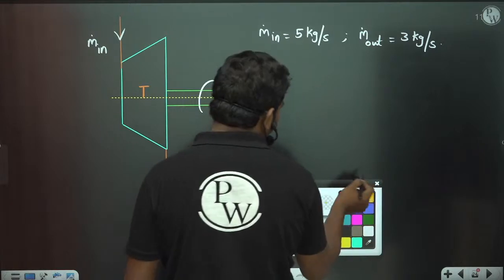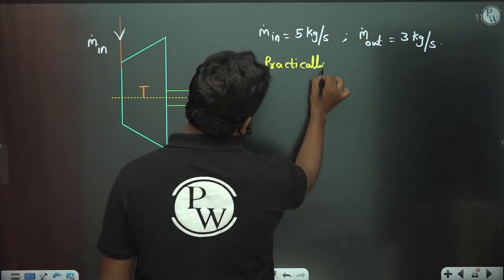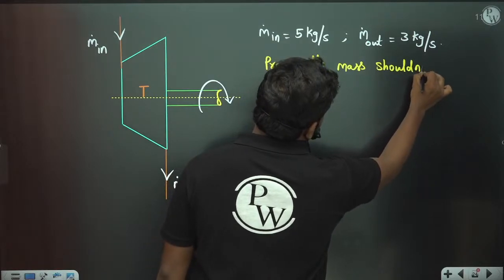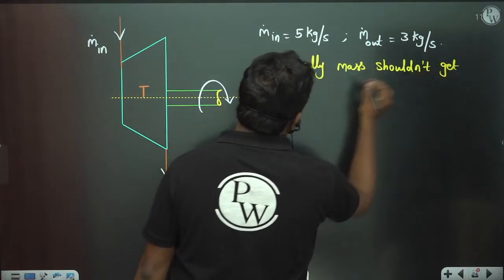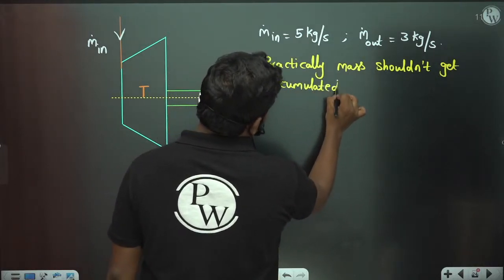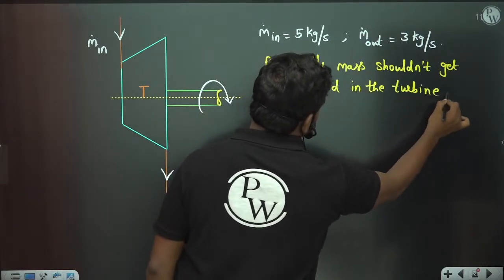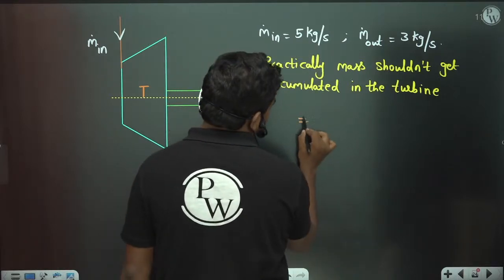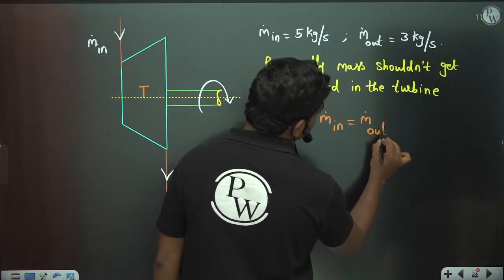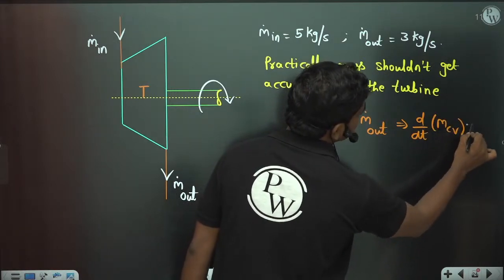Okay, so practically mass should not get accumulated in the turbine. So this implies mass flow in should be equal to mass flow out. So this implies d by dt of mass of the control volume is equal to 0.